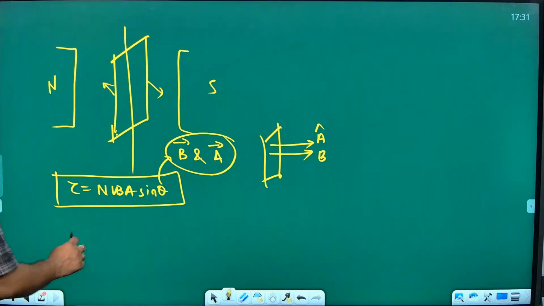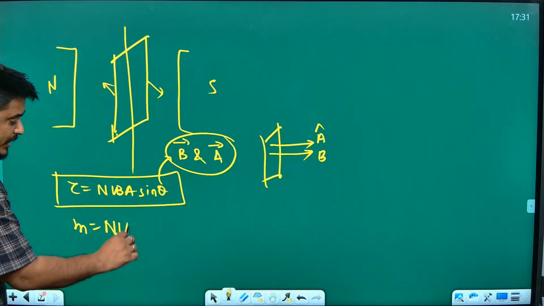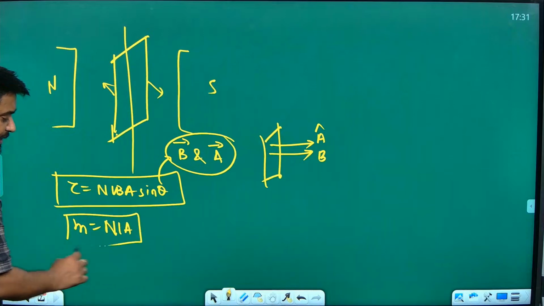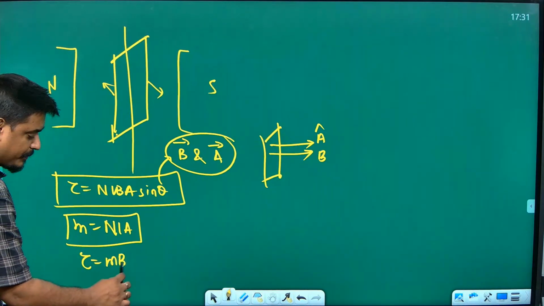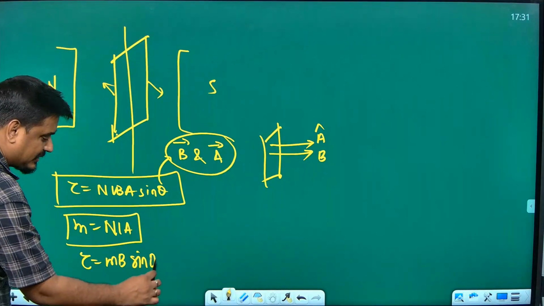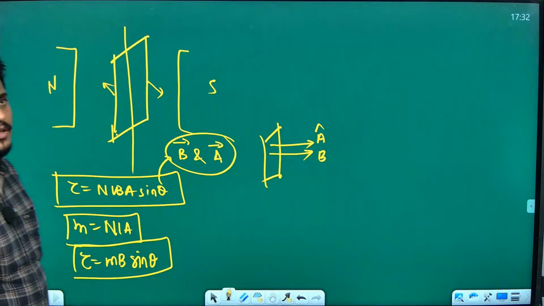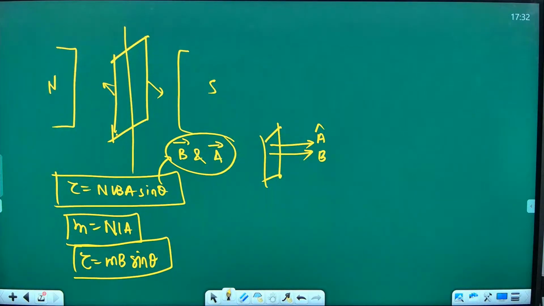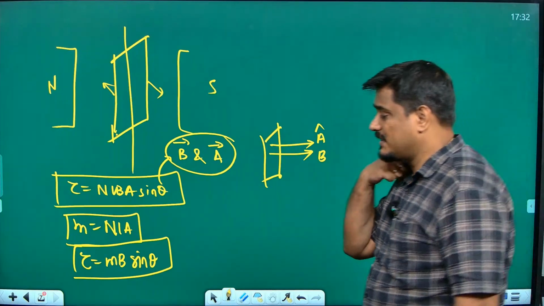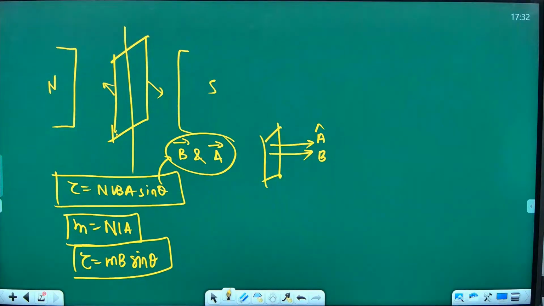Moreover, we know that NIA is equal to M. M is what? Magnetic moment. So magnetic moment is NIA. If I replace NIA by M, then I get torque is equal to MB sine theta. Is it clear? Torque is equal to MB sine theta. This is the formula when we consider NIA as the magnetic moment. I hope it is clear to you.